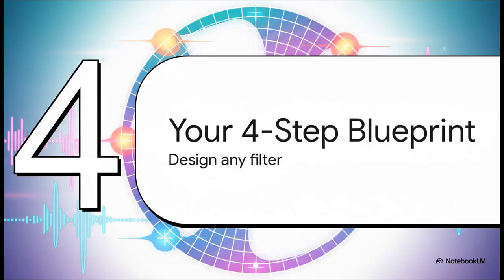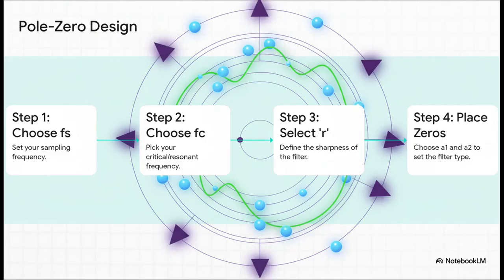Okay, so let's recap. We have our tools, poles for peaks, zeros for nulls, we've got our map, the z-plane. It's time to put it all together. Let's build a simple, 4-step blueprint that you can use to design literally any filter you can think of. And here it is, your 4-step plan. Step 1, you pick your sampling frequency. This just sets the scale for your map.